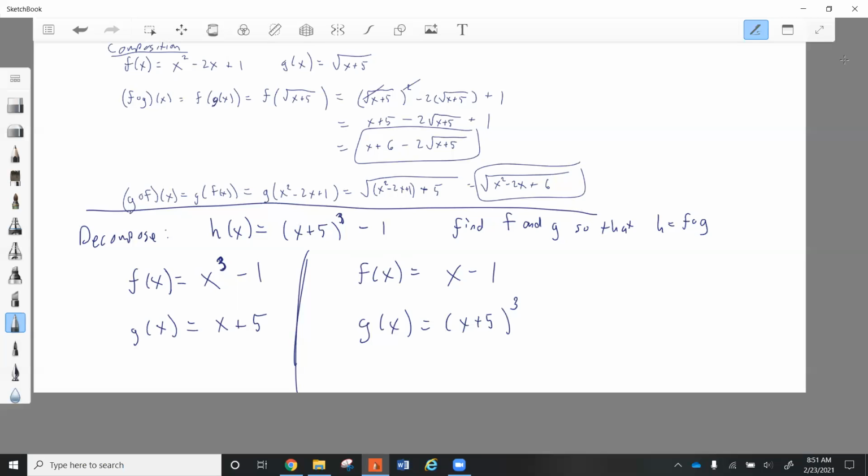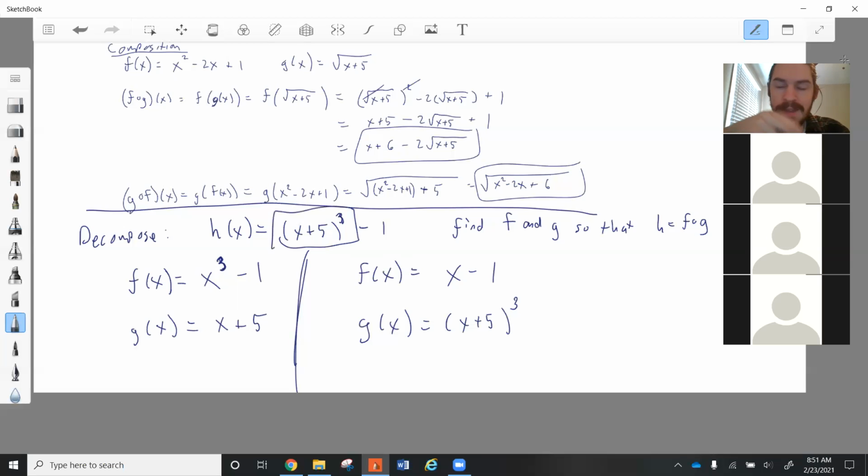where f of x is x minus 1. So it's basically just this whole chunk and then minus 1, right? And then the whole chunk there is the g of x function.